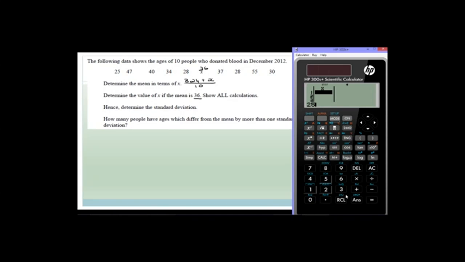So we're going to go 25 equals, 47 equals, 40 equals, 34 equals, 28 equals, 36 equals, 37 equals, 28 equals, 55 equals and then 30 equals.